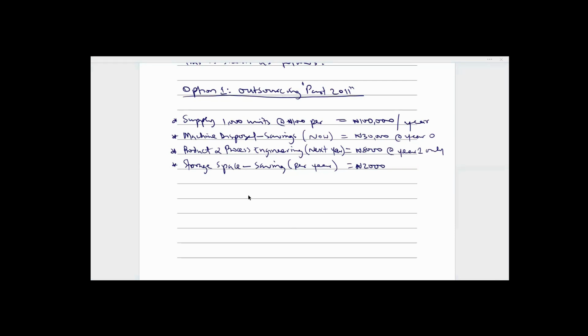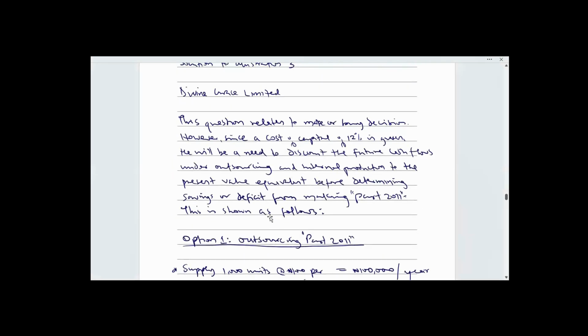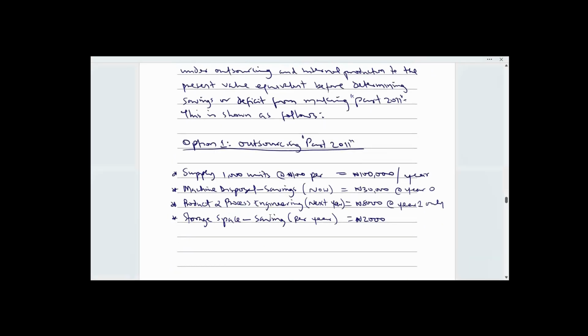Number 5, general overhead are apportioned to each department on the basis of direct production labor cost. This cost will not change in total, but no general overhead will be apportioned to part 2011 if the part is outsourced. So that means it's irrelevant. We ignore it. So if that is the case, now we have identified all the relevant variables that we need to solve this question. Under outsourcing, we identify 4 variables. The first variable is the supply cost of 100 naira per unit that the supplier wants to supply to the company.